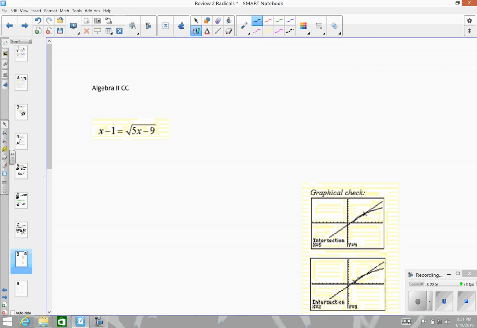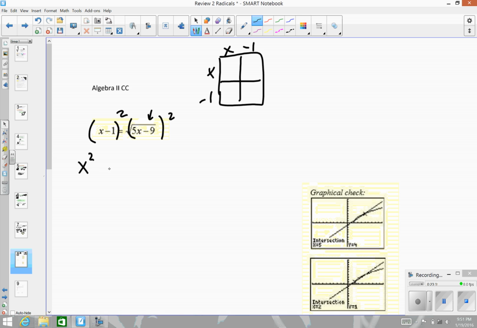Let's take a look at another example here. I have a radical here, nothing on the same side as the equal sign, so I can just go ahead and square both sides. On the left side, I've got a binomial here, so I need to make sure that I square the binomial. You can either use the box or whatever method you like. Should end up with a trinomial here. We're going to get x squared minus 2x plus 1 equals 5x minus 9 after we square both sides.